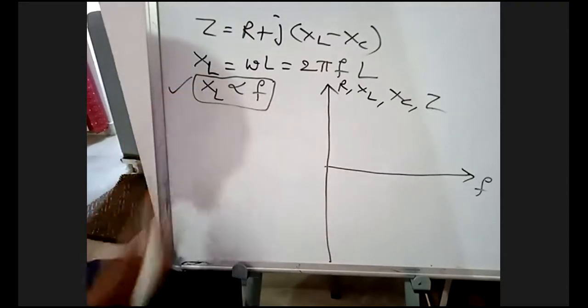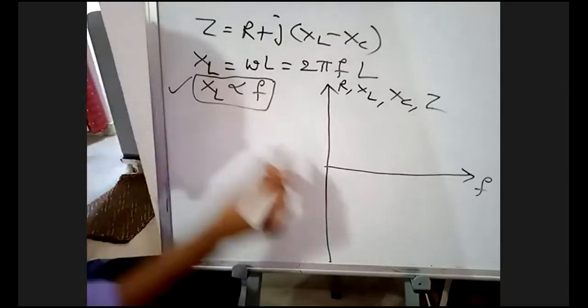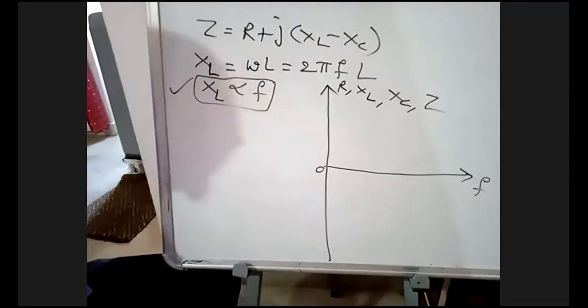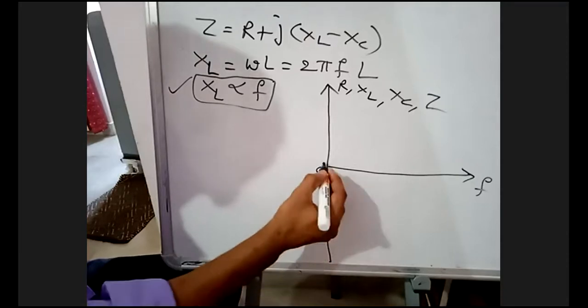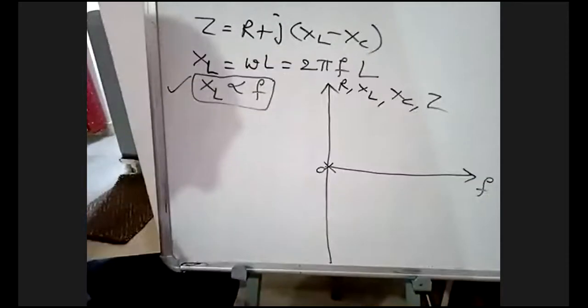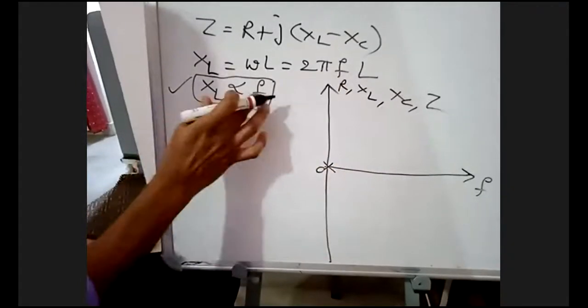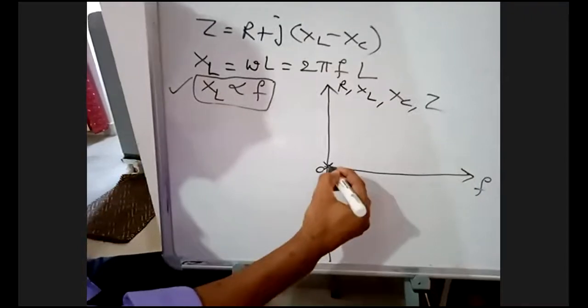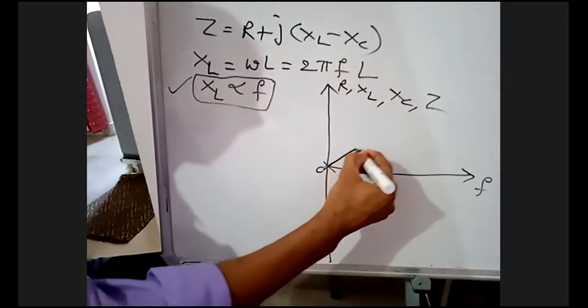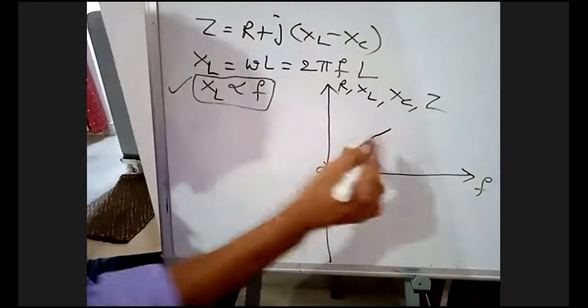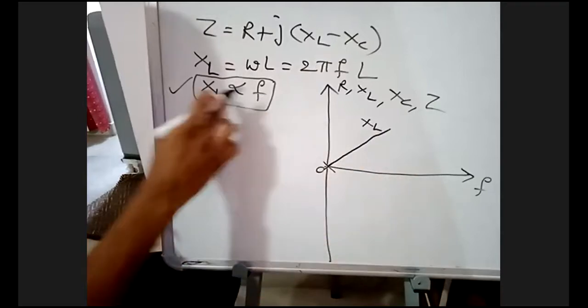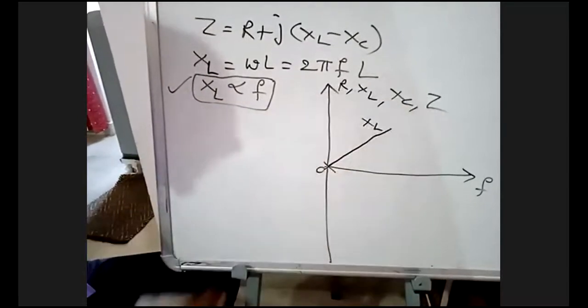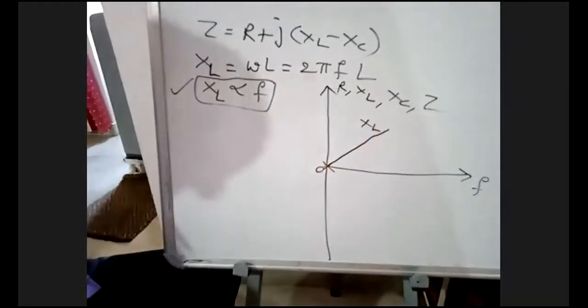First I am taking XL. XL is directly proportional to f. Suppose f is equal to 0, what is XL? 0. XL is 0. Suppose if f is increasing, automatically XL is also increasing. It is directly proportional, so like this it will increase. This is your XL. If f is increasing, your XL is also increasing linearly.